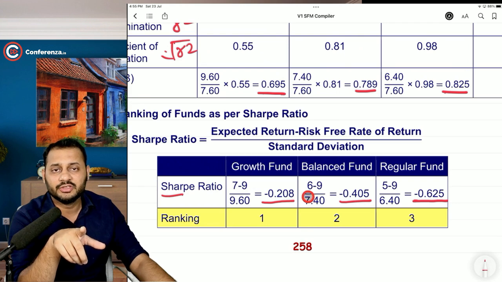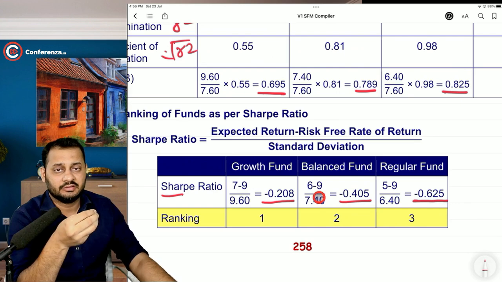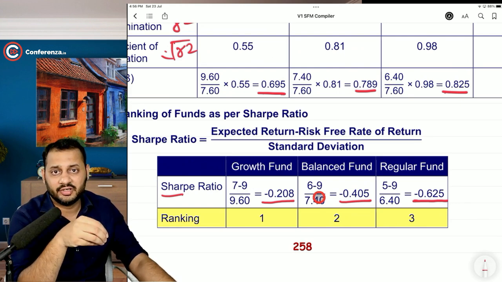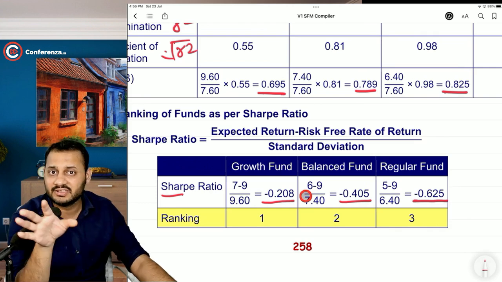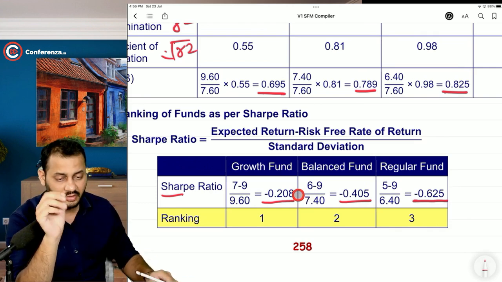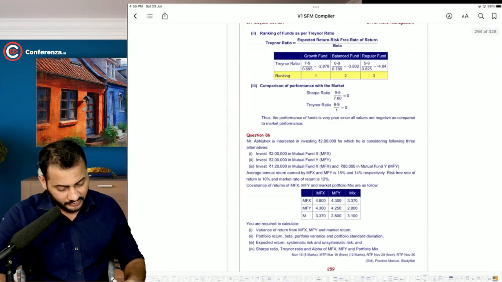6% is the mutual fund return where the risk-free rate of return is 9%. We are earning less than the risk-free security. By taking the risk, earning less than the risk-free security is never suggested. Okay. Now, let's move on to the next part.